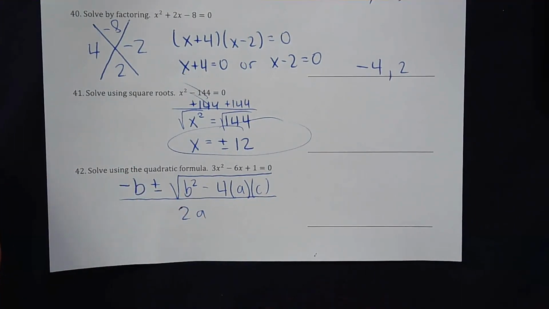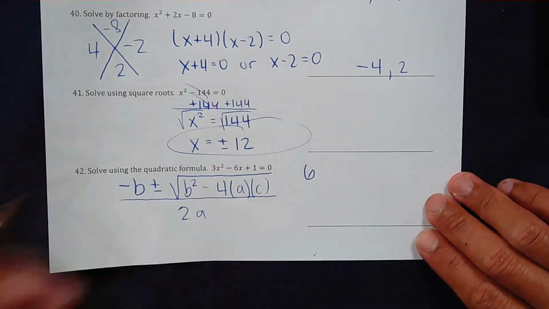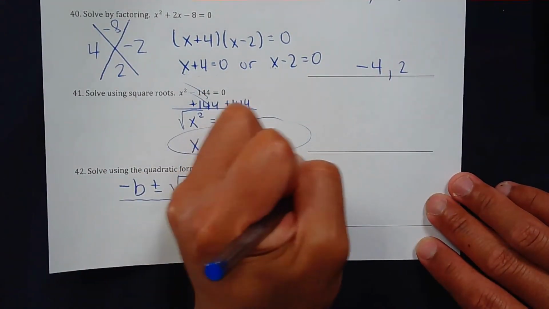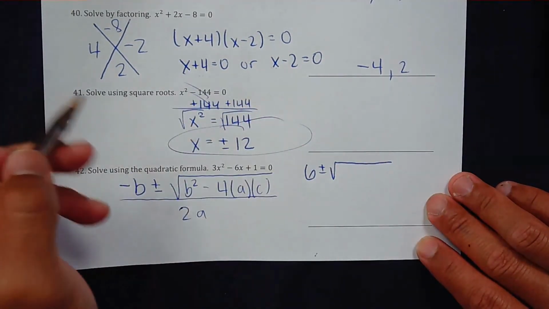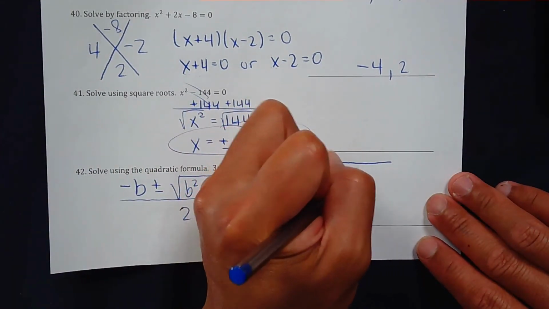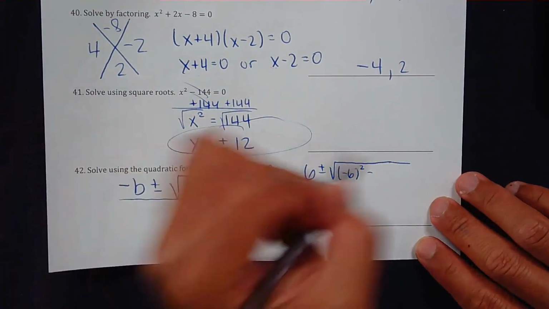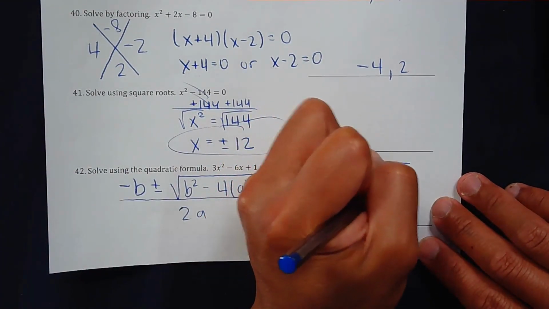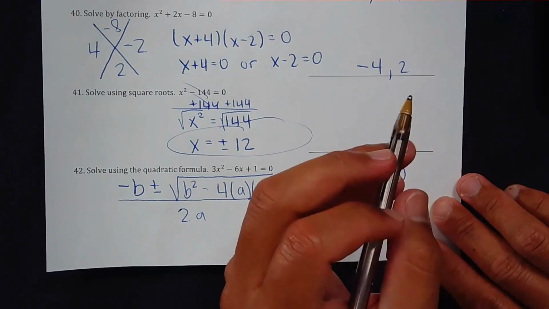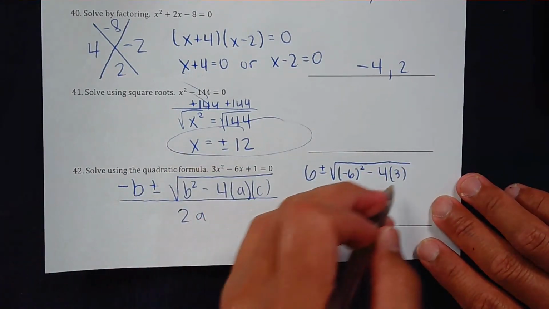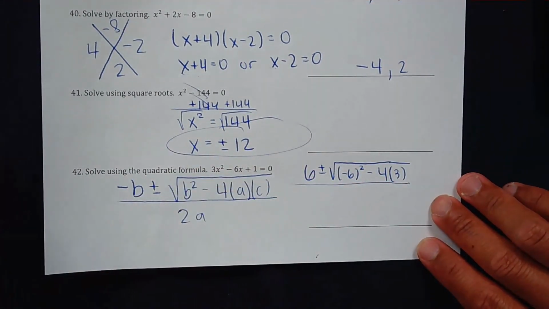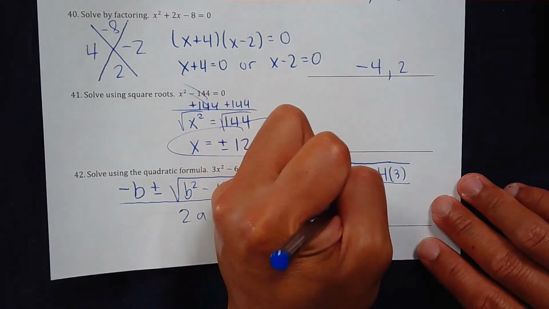Negative b, that's going to be opposite of negative 6. So that's going to be a 6. Right? Turns into a positive 6. Plus or minus the square root of b squared, negative 6 squared, minus 4 times a, which is 3, times c, which is 1. Technically, we don't have to write that, so let's not do it. All divided by 2 times 3.